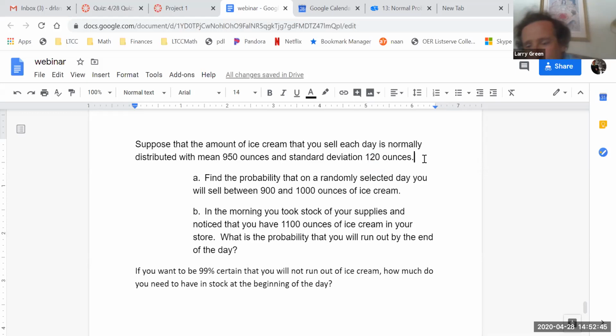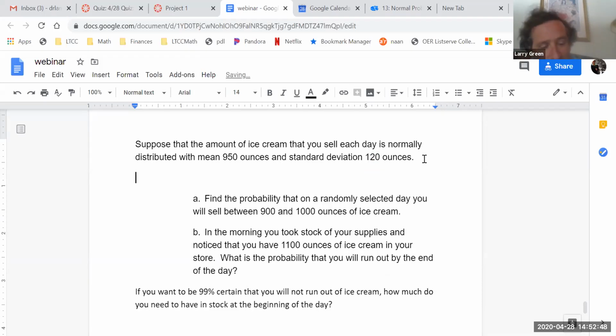The first thing you do before you even read anything else, it's always a good idea to write X tilde N(950, 120). That way we have the information just loudly at us. Makes life a lot easier for us. Find the probability that on a randomly selected day, you'll sell between 900 and 1,000 ounces. Let's see if you can do this.